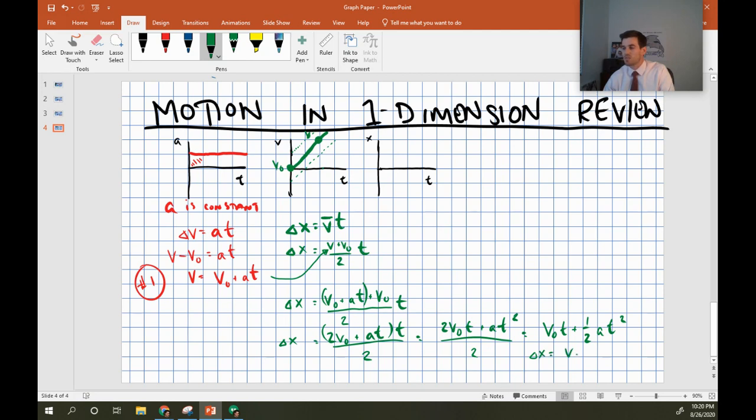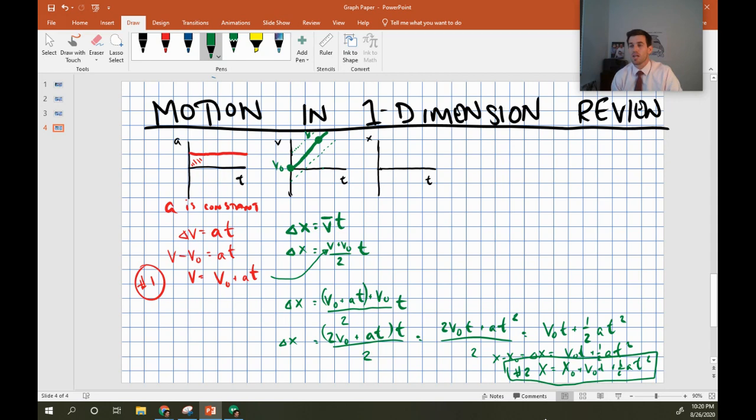So delta x equals v naught t plus 1/2 at squared. And delta x is really the same thing as x minus x naught. So why don't I add an x naught to both sides, and I get x equals x naught plus v naught t plus 1/2 at squared. Ha, that was cool. So with that in hand, we now have our second kinematic equation.